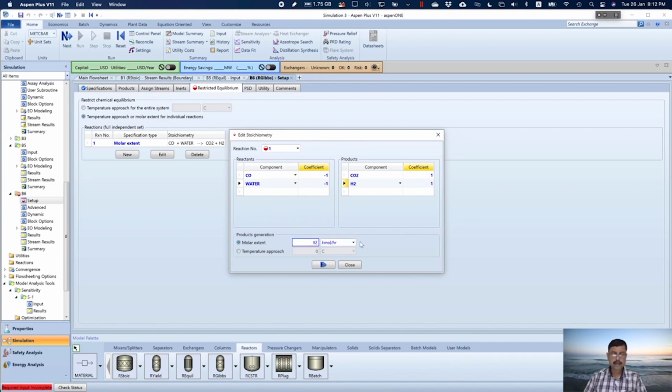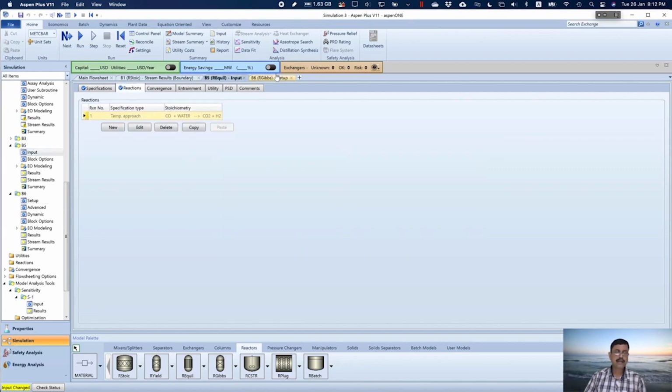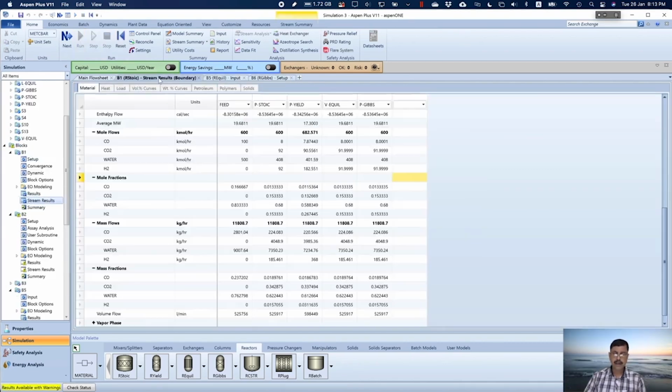Or you can say temperature approach as it was said, 246.985. That was the temperature approach we had given over there. So let us use this. Okay. Now you can run the simulation and check the result. And you can see the result with PGibbs. Here it is not going up to 98% calculation. It is up to 91.999 and actually 92 you can say, because you have restricted the equilibrium.